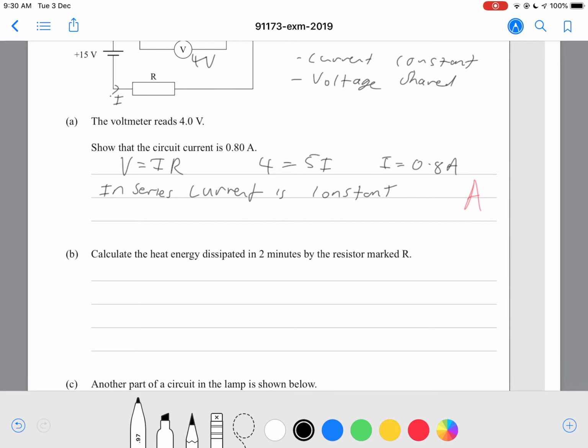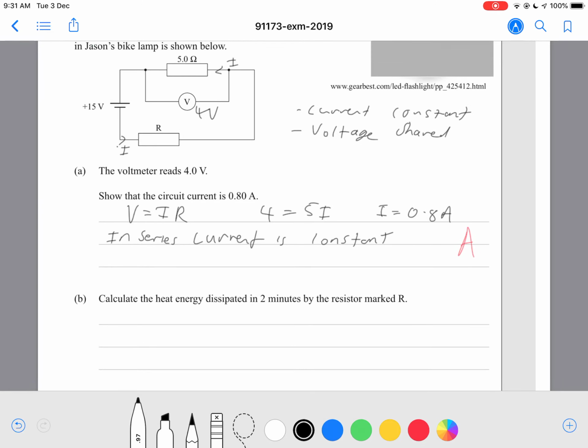Alright, B. Calculate the heat energy dissipated in 2 minutes by the resistor marked R. So we want the amount of energy that is dissipated by resistor R. So we know that E equals, a better way to put it first is P equals change in E over T. So therefore, E equals power times total time. We have the total time as 2 minutes. Remember we have to write everything in terms of seconds. So 2 minutes equals 120 seconds.